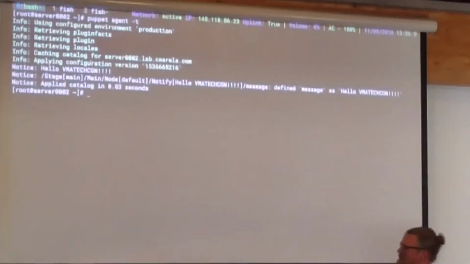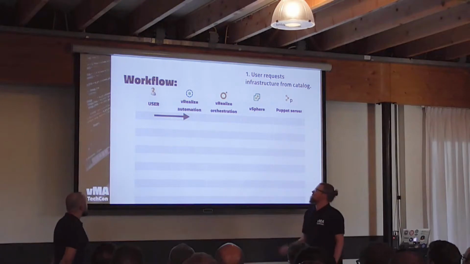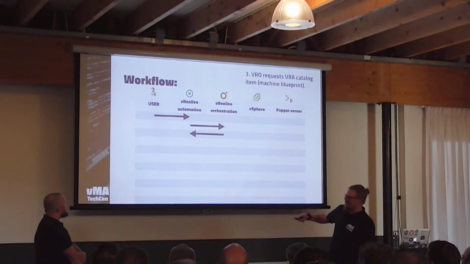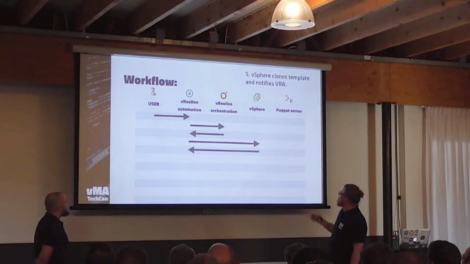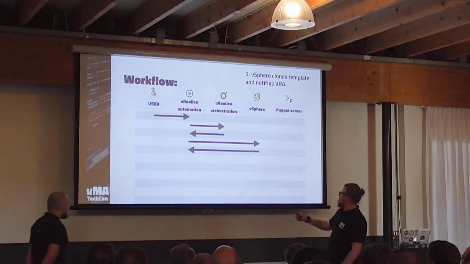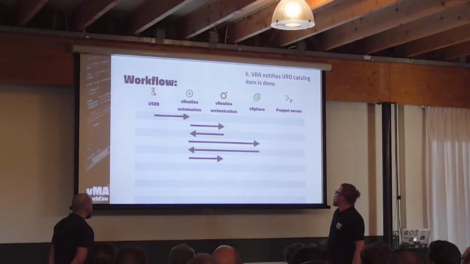So that worked. We just deployed a machine that automatically got the Puppet agent and signed up to the Puppet server. So what happened? A user requests a catalog item again, but this time vRealize Automation triggers a vRO workflow, which requests the catalog item from vRA, and vRA requests vSphere to clone the VM. Then vSphere notifies vRA about the deployment. In the meantime, there's the whole lifecycle thing happening, obviously, but we're just going to say that in between this bit, we installed the Puppet agent.